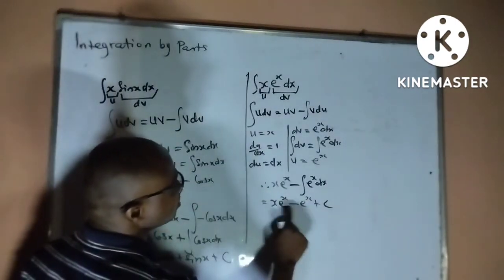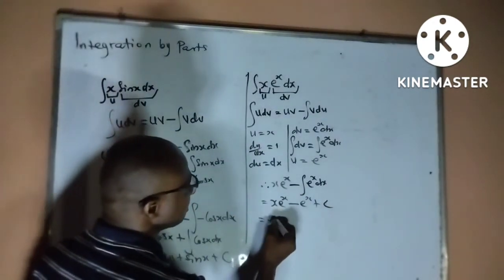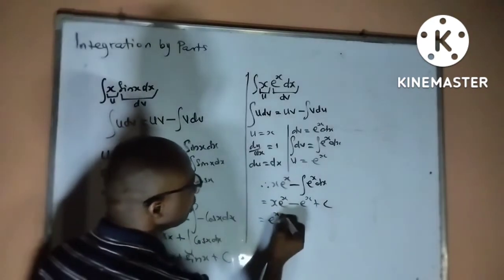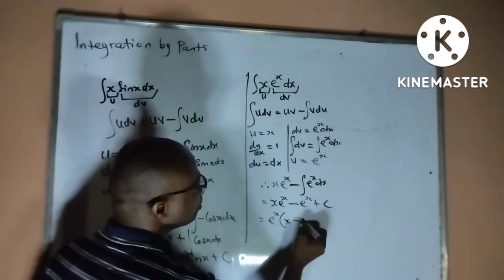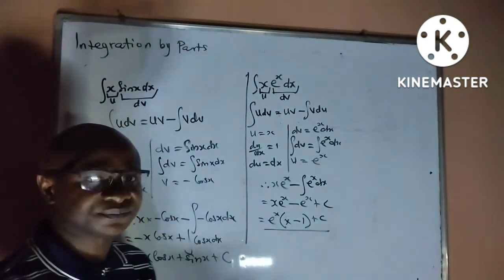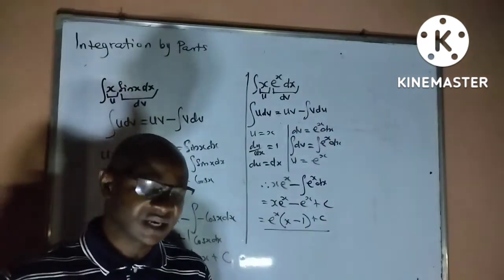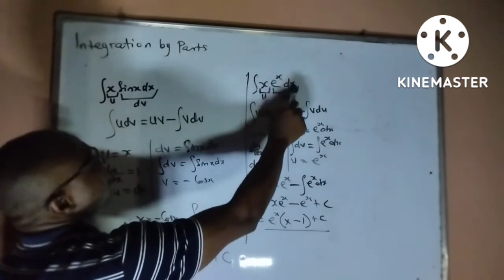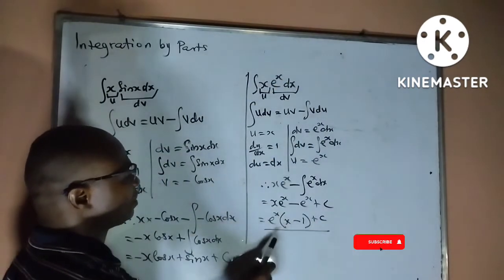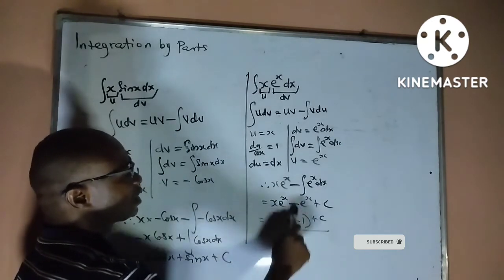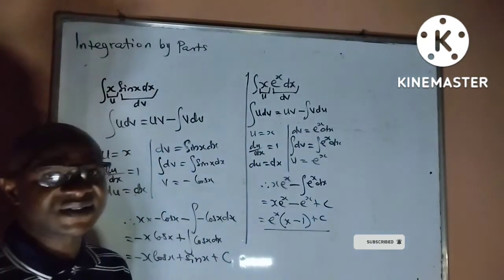So I can factor out e raised to power x to get e raised to power x, that is the exponential function raised to power x, times x minus 1, then plus c. Final answer. So we can simply say here that integrating x e raised to power x dx, my result will be e raised to power x times the bracket x minus 1, then plus c.